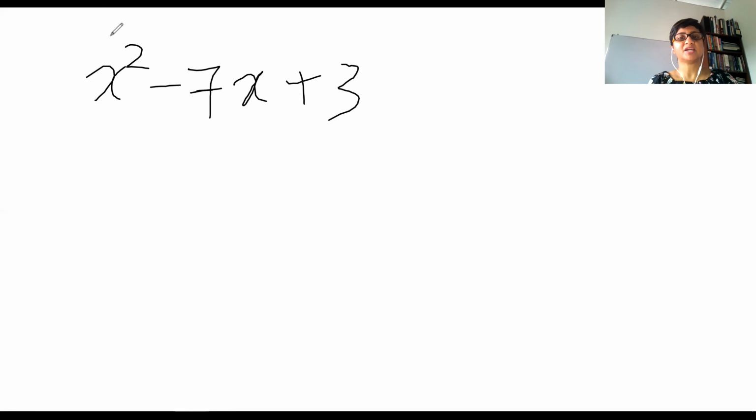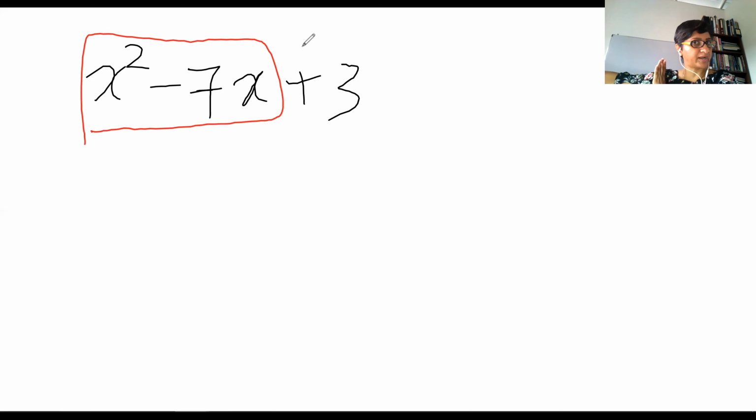Let me quickly do this. Now what you do is you focus only on these two, forget the plus 3. Keep it on the side. Don't look at it right now. So you have to now write this as x minus half of 7, because you split that 7x piece into 2. So that's going to be the side length of your square. Half of 7 you can write as 7 divided by 2, or as 3.5. Doesn't matter which way you write it.